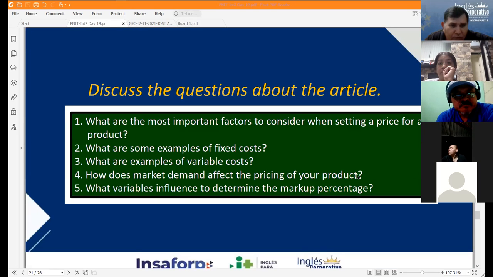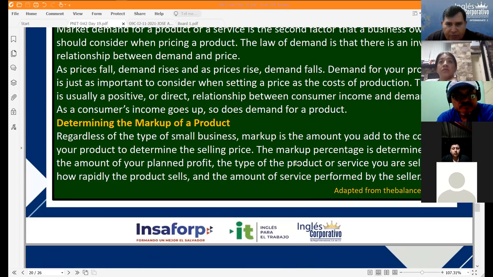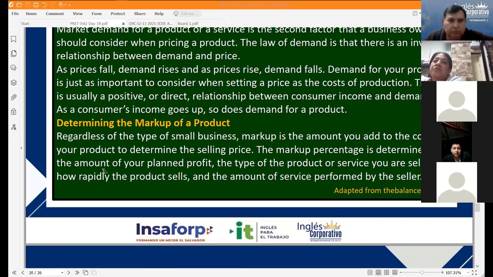All right, my friends, the next question. What variables influence to determine the markup percentage? Teacher, what's the markup percentage? Okay, you will see here is part of the definition. It's in the last one here. The markup percentage is determined by the amount of your planning profit, the type of product or service you're selling, how rapidly the product sells, and the amount of service performed by the seller. Those are the things that determine the markup percentage.